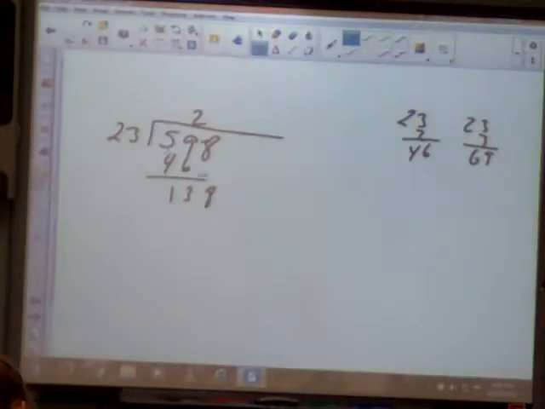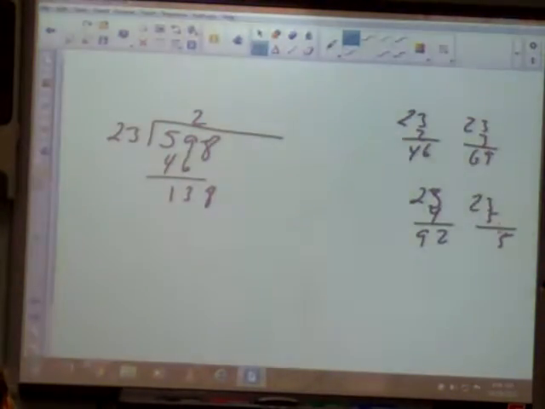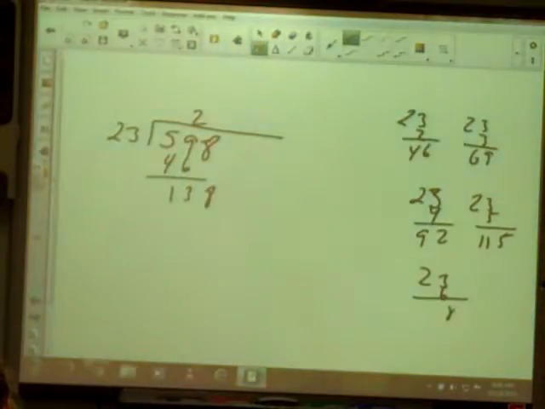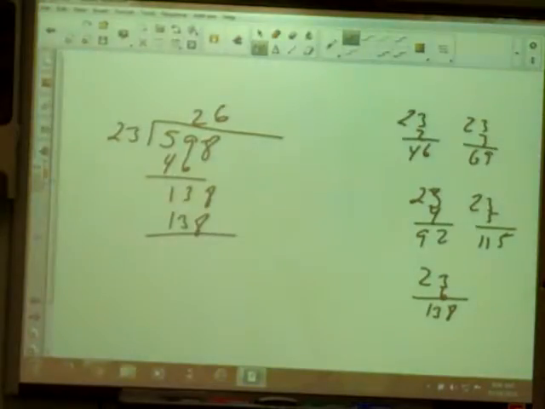So now will 23 go into 138? Yep. Got to figure out how many times. I know 23 times 3 is 69. 23 times 4 is 92. 23 times 5, 115. 23 times 6, 138. Is that for real? I mean, that's a problem that went in evenly without thinking. I could never do that again. 6 times 23 is 138. That's the luckiest I've ever been.